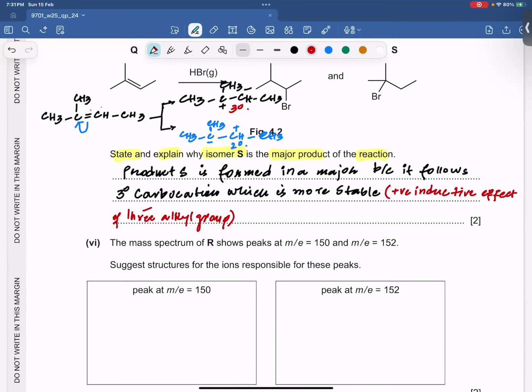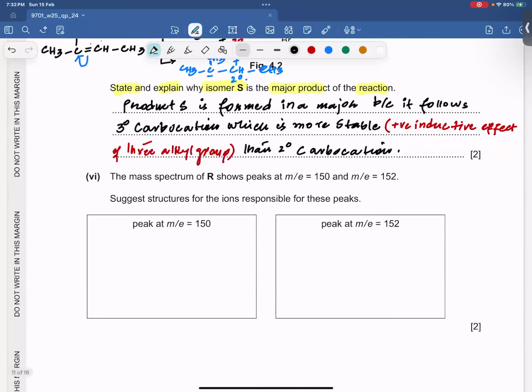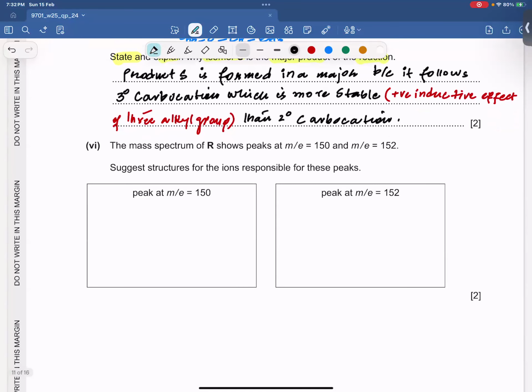which is more stable than 2-degree carbocation. Okay. The mass spectrum of R shows peaks at mass-to-charge 150 and 150.